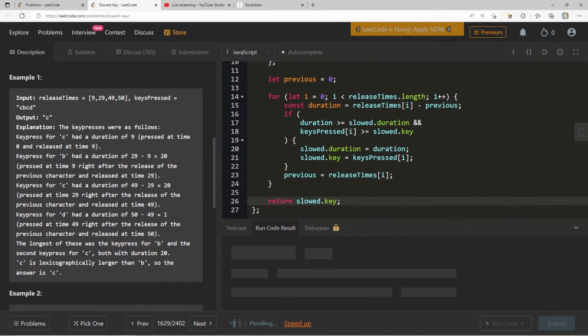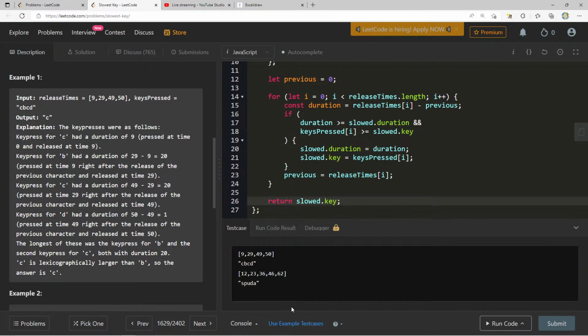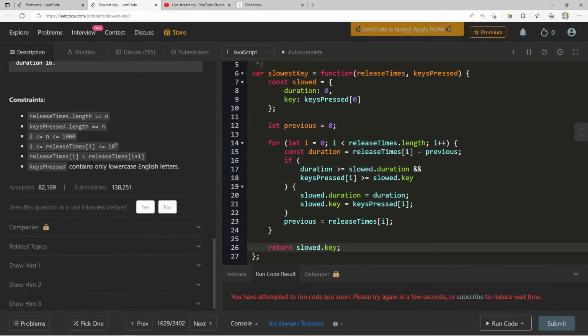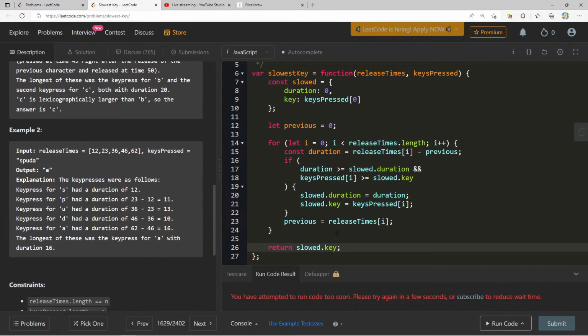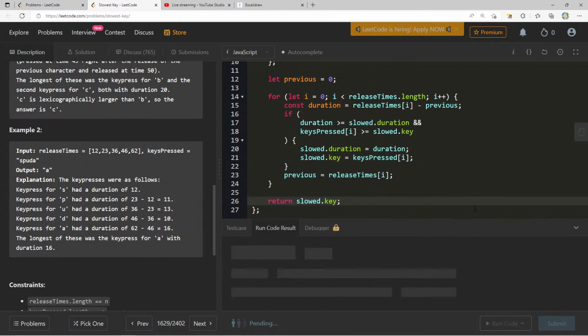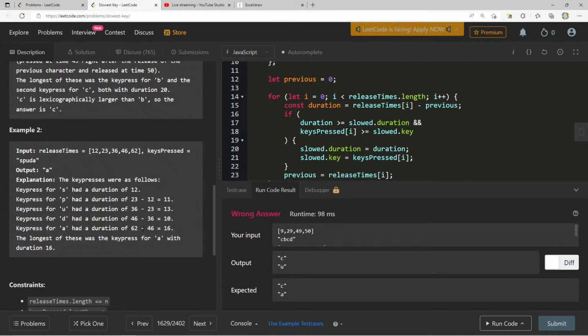Let's see if this works. We have C and C, and we have this large string, spuda. Oh, ran it too quickly. C and U. Okay, we did A. Wait, output A. Output U. Okay, interesting. That's because the longest of these was the key press for A with duration 16. So let's think about this.